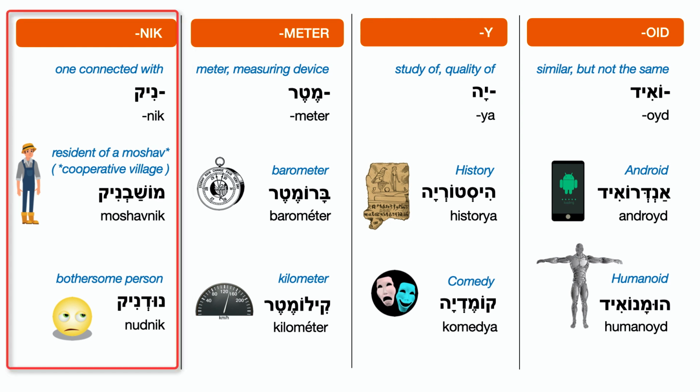And the suffix nik means one connected with something or a place, or a group of people. So nik. Okay. In Israel, we have what we call the moshav. Moshav is a cooperative village of farmers, for example. So somebody who is a resident of a moshav is called a moshavnik. A certain person is called nudnik.